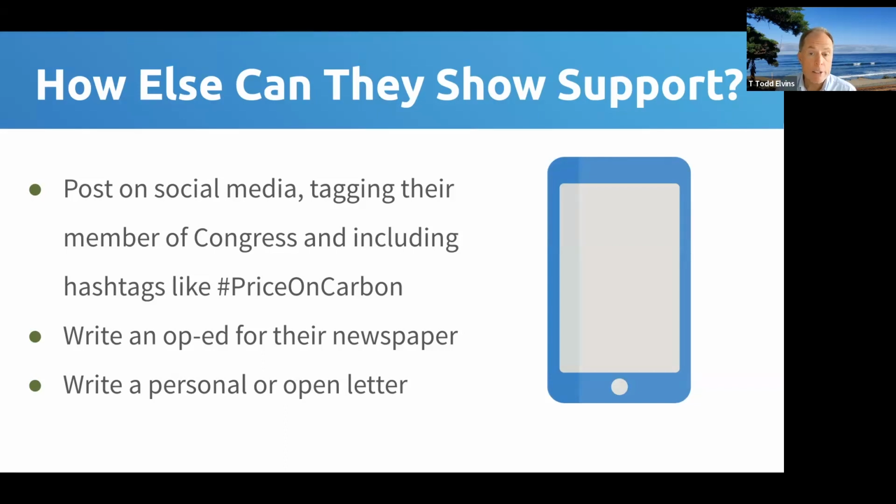Your community leaders can write an op-ed or co-write an op-ed with you or your chapter and submit it to a traditional or an online newspaper in your area. Your community leader could also write a personal or an open letter to their member of Congress. Or they can engage two of their community leader colleagues to ask their members of Congress for more climate legislation.